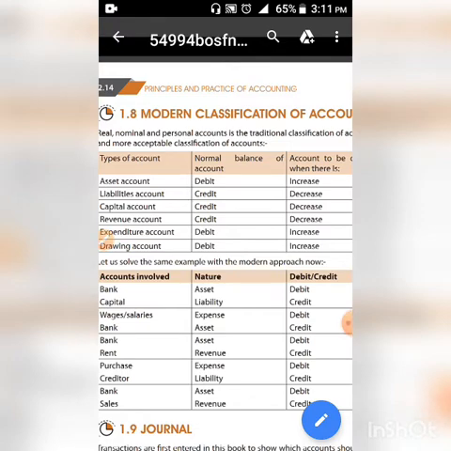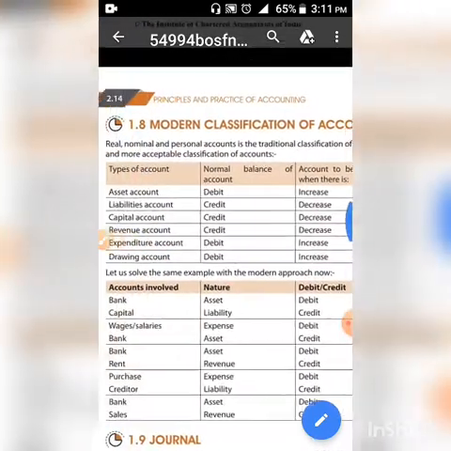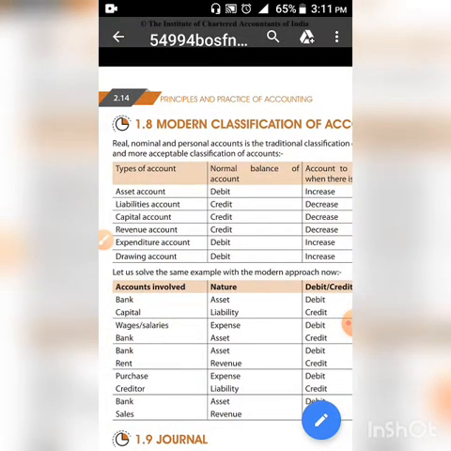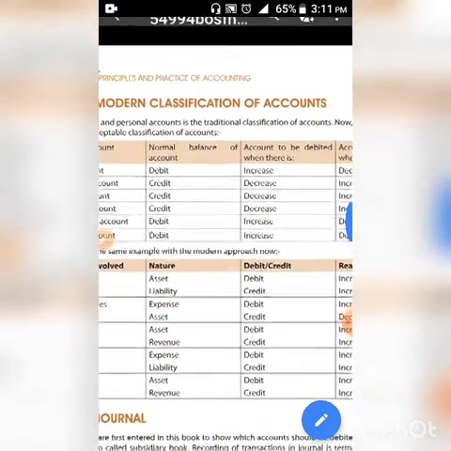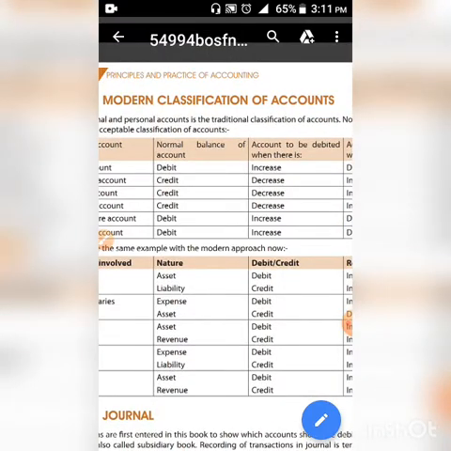Today we are going to learn about journal entries and how they are recorded in the journal books. So, before jumping into the chapter, let us understand the modern classification of accounts. Real, nominal and personal accounts, the traditional classification of accounts.